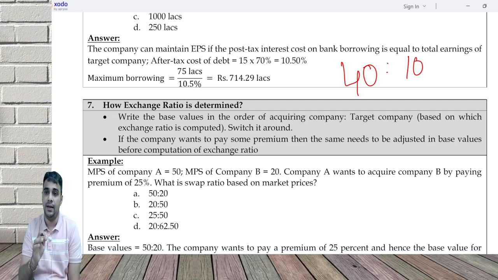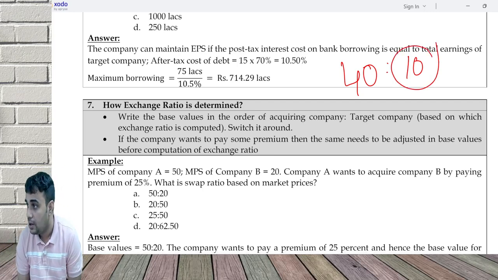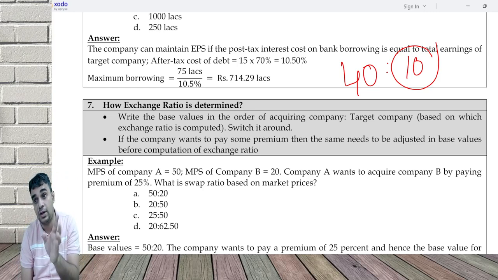Now the company is saying, I understand your base value and all, but I want to pay extra. I want to pay a premium of an extra 50%. Then your base values are not 40 and 10. The base value is 40 and 15. The 10 rupees you don't want to pay; you want to pay extra.